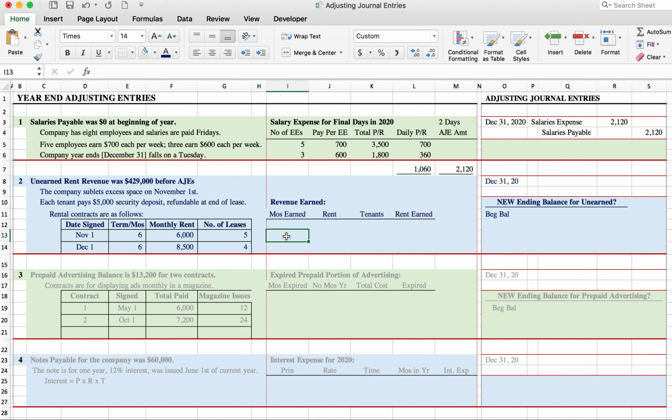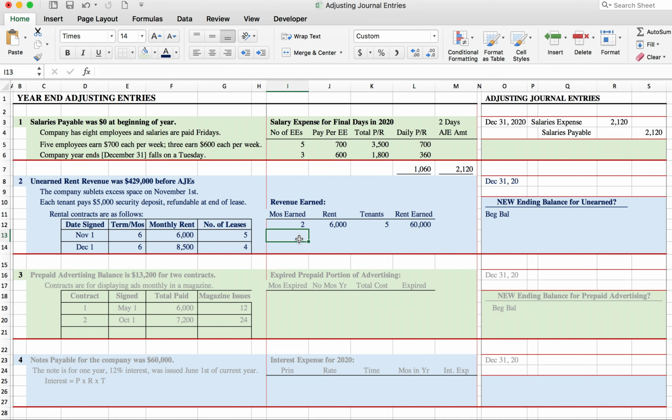The amount of rent that's earned for my contract that's signed November 1st is going to be 2. The rent that's appropriate is $6,000. The number of tenants that I have at that rate is 5. So again, I've earned 2 months, November and December, and in order to determine the amount that's earned, multiply 5 tenants times the monthly rent times 2, 60,000.